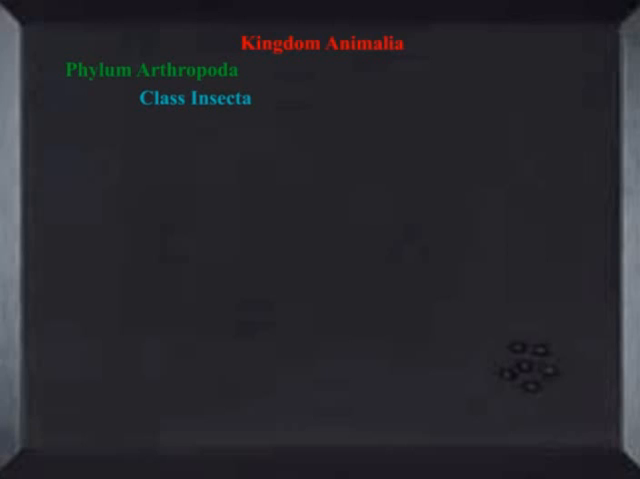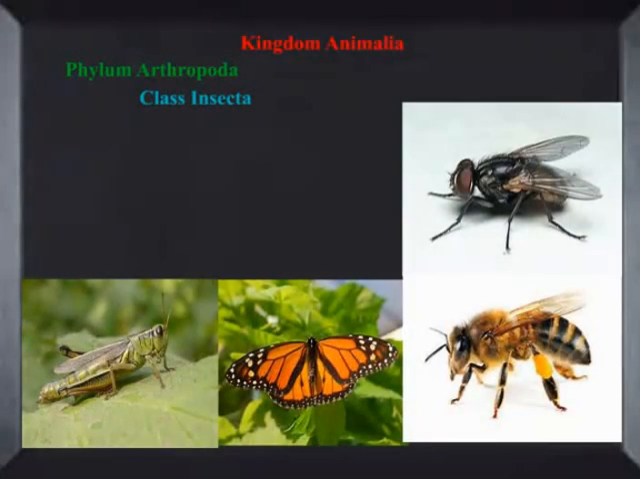Finally, the class Insecta. Now, insects form half of the population of animals on the earth. They occupy all habitats, be it in air, water, and land, and in all climatic regions of the earth. Their food is varied, ranging from plant tissues, fluids of animals, dead animals, and excretions of animals.